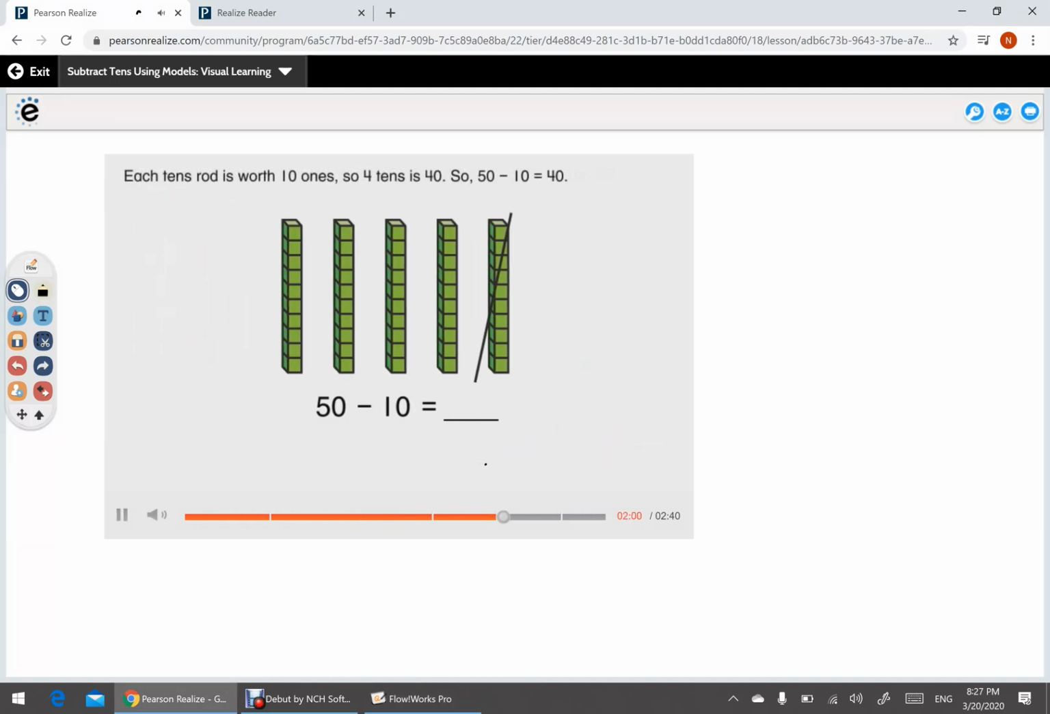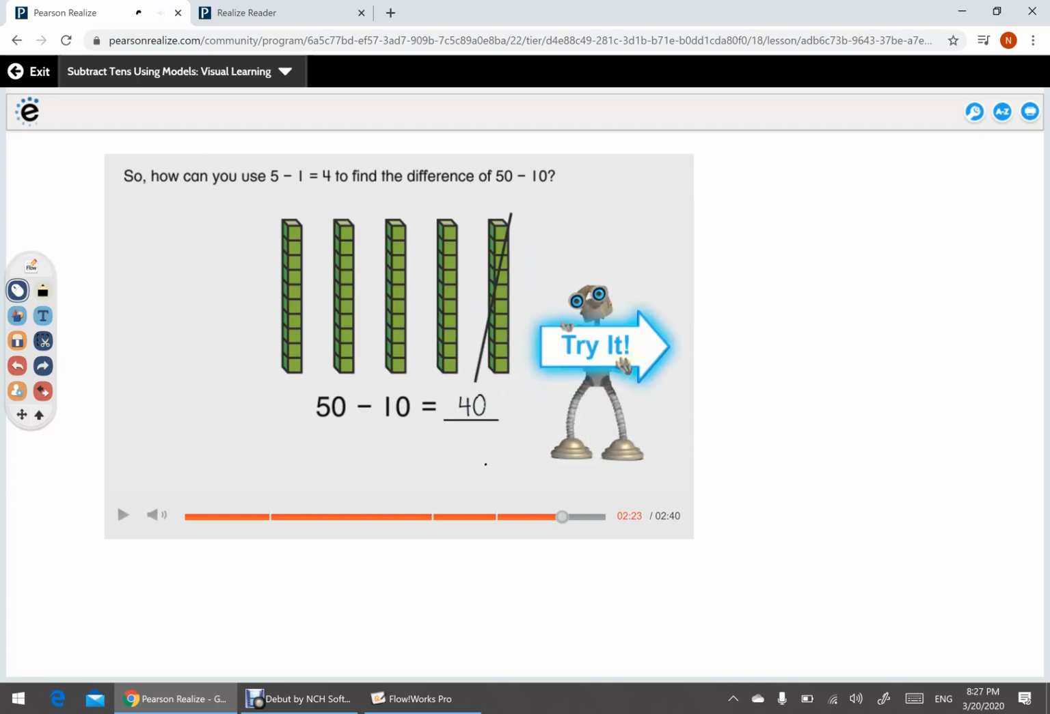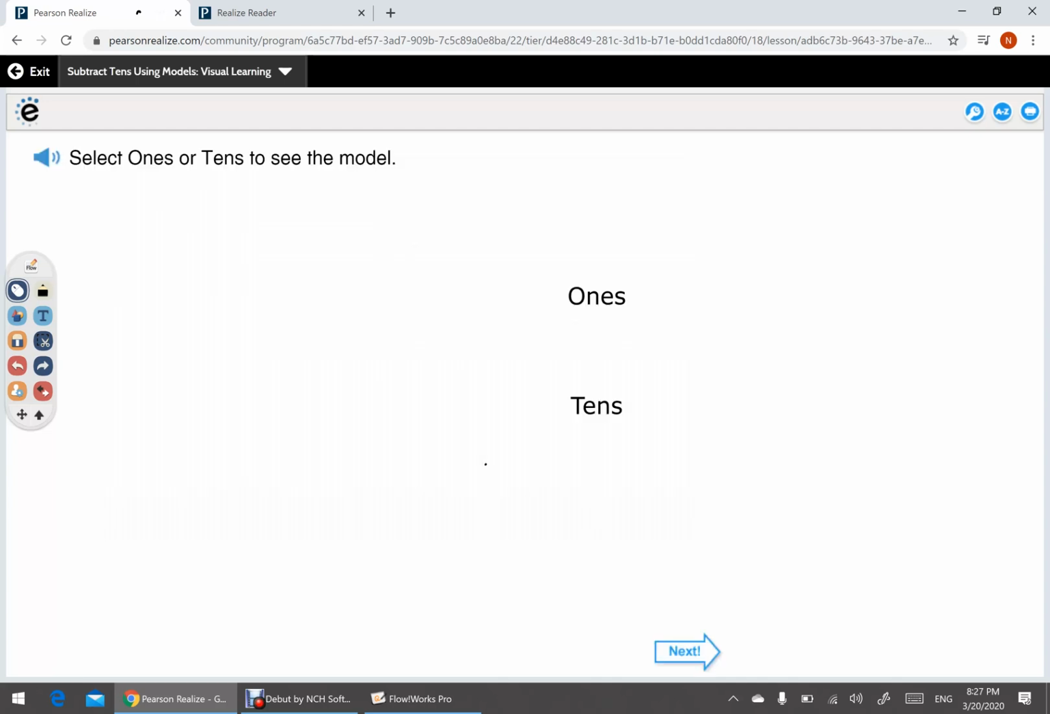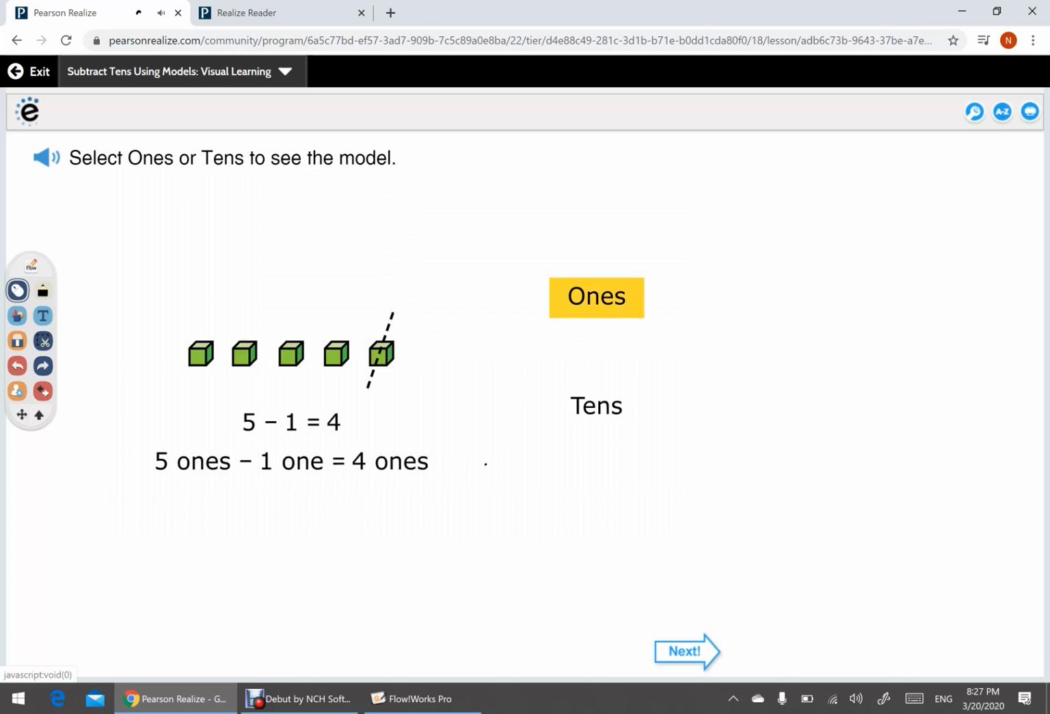40. Each tens rod is worth 10 ones. So 4 tens is 40. So 50 minus 10 equals 40. So how can you use 5 minus 1 equals 4 to find the difference of 50 minus 10? Let's try it. 4 ones. 5 minus 1 equals 4. 5 ones minus 1 one equals 4 ones.